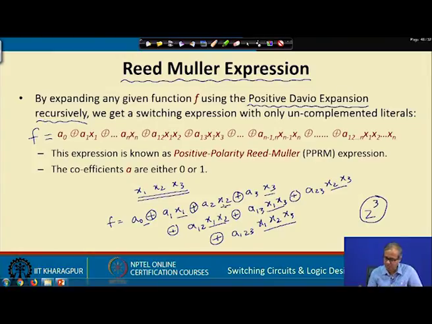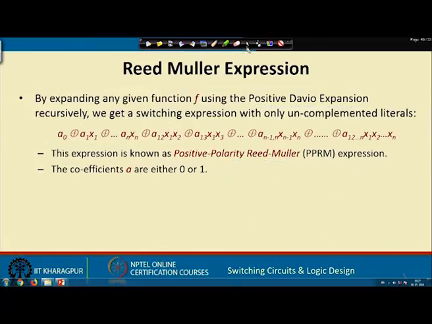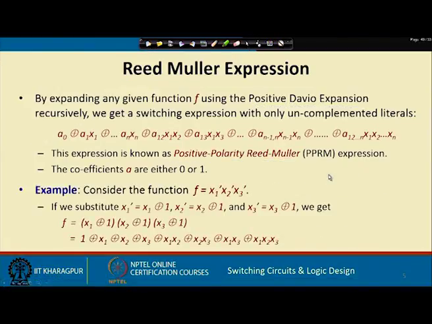They are all XOR together, and these a coefficients are either 0 or 1. They may be present in an expansion or they may not be present. This is actually what is referred to as positive polarity Reed-Muller expansion. Positive polarity means all the variables appear in uncomplemented forms. Okay? This is the basic idea. So, let us take an example here. Suppose I have a function like this, I want to express this in the positive polarity form.